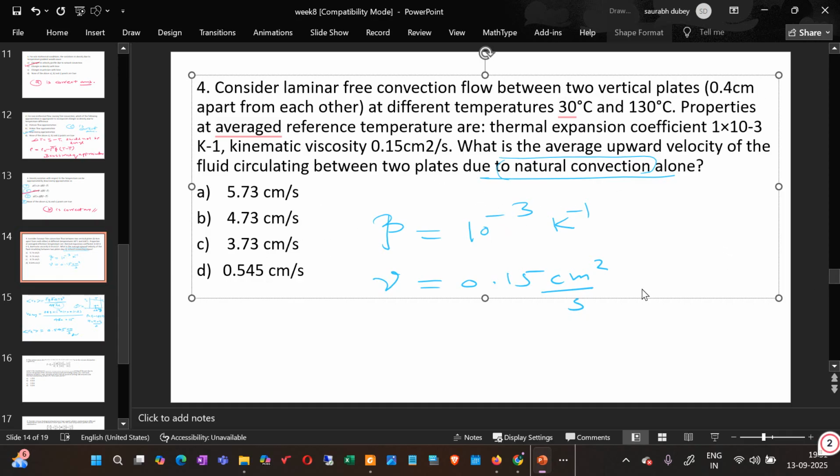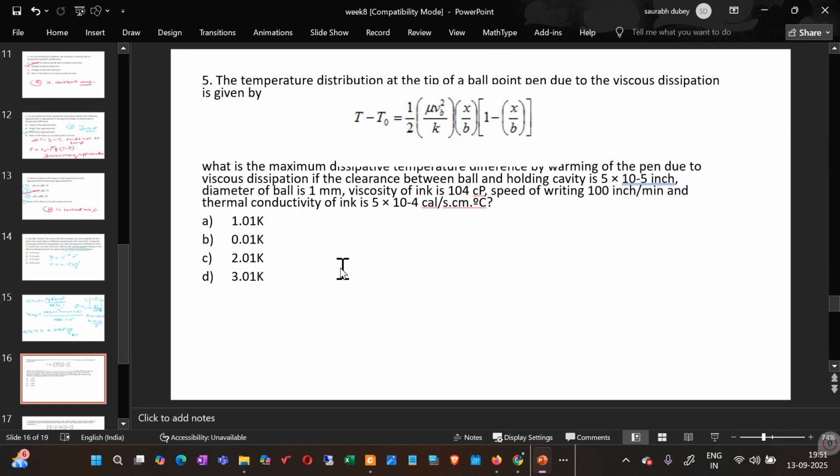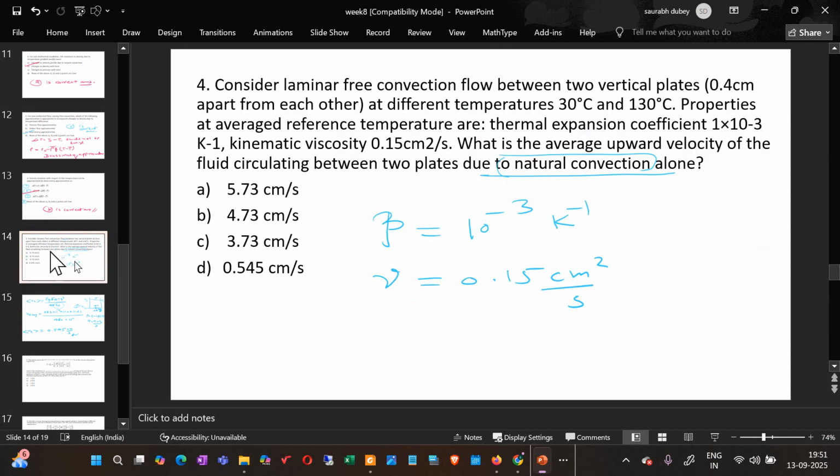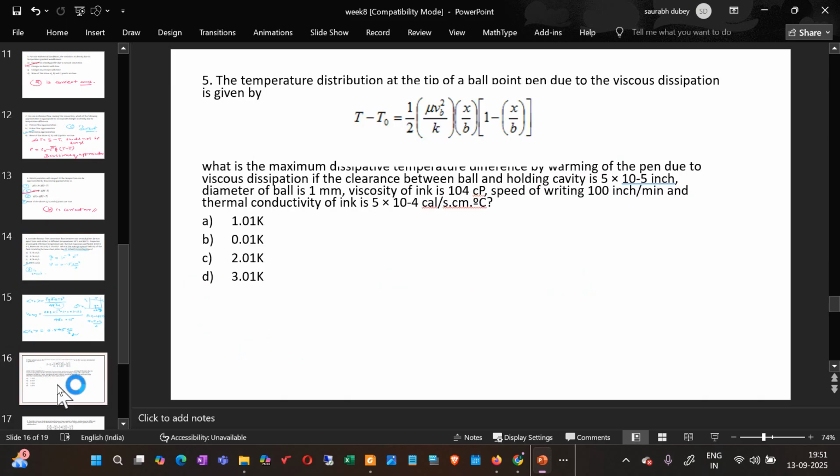Okay, limited per second. So option D is correct answer. Okay, D is. So now this fifth, sixth, and seventh problem is there. We will be solving them.